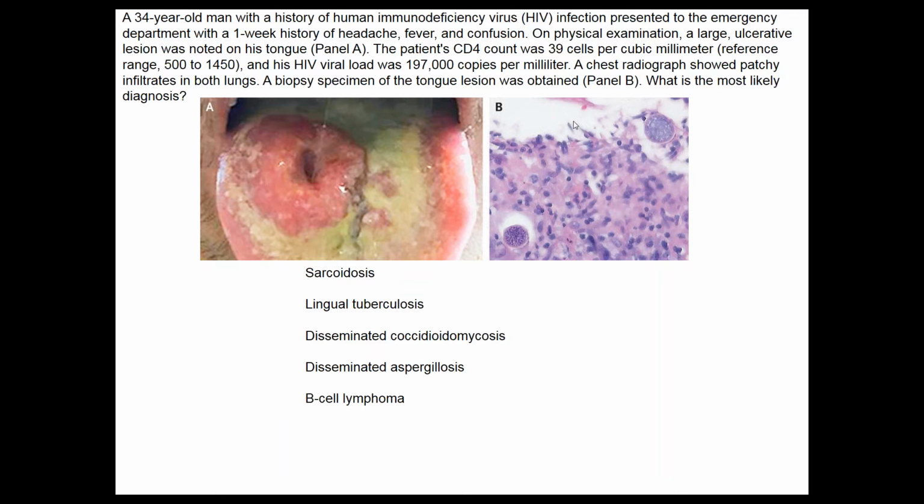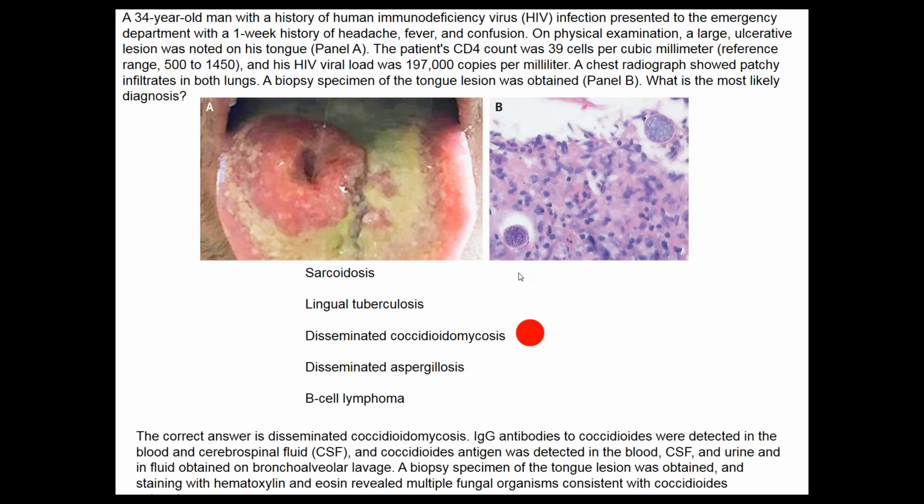If we learn that he also has bilateral pulmonary disease, he's immunosuppressed, he's probably from the San Joaquin Valley in California. At least sarcoidosis, tuberculosis, aspergillosis, and B-cell lymphoma don't make these structures. So that's the correct diagnosis.